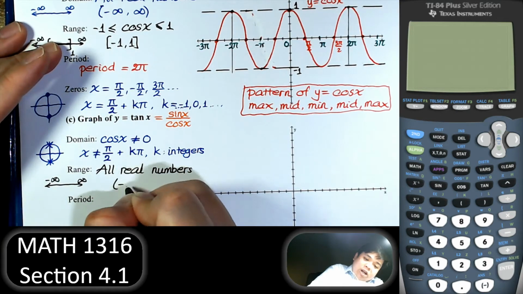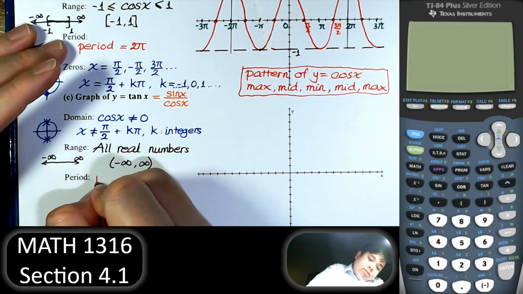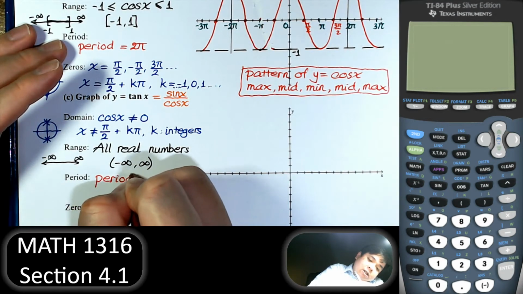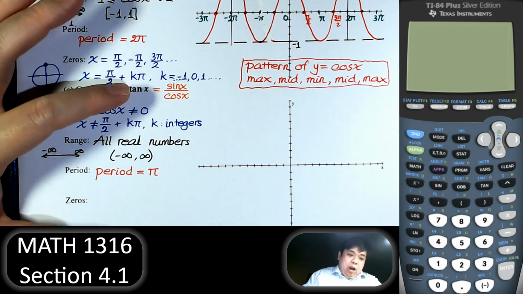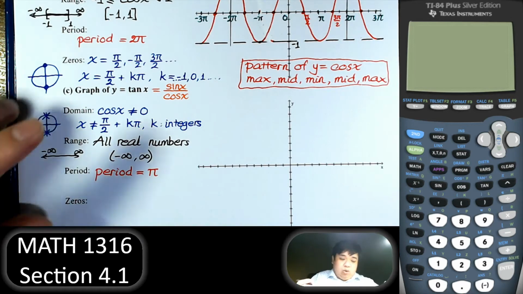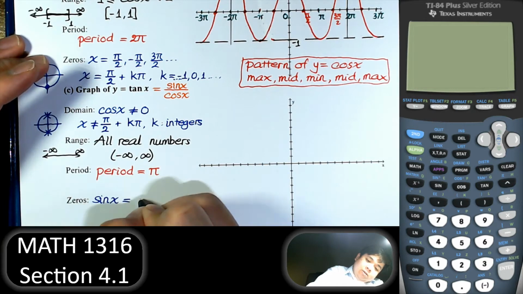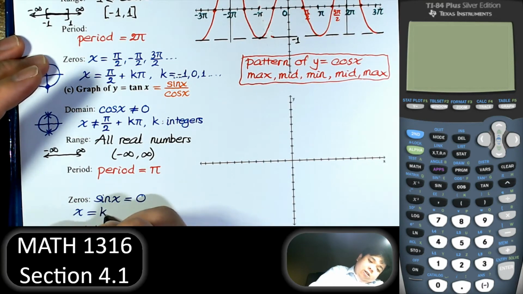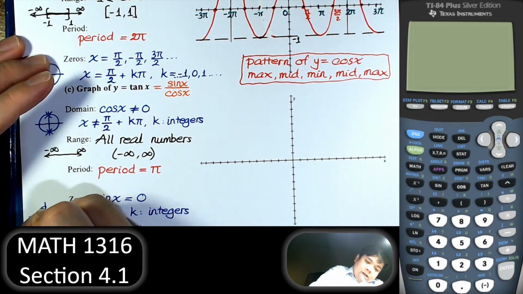So the domain is all real numbers, so we write negative infinity to infinity. And the period, we already talked about that. The period for tangent is equal to pi. The zeros: the tangent is sine over cosine. If the top is equal to 0 and the bottom is not, it is equal to 0. So the zero is where the sine equals 0, and that is the multiples of pi. So the zeros are these values.